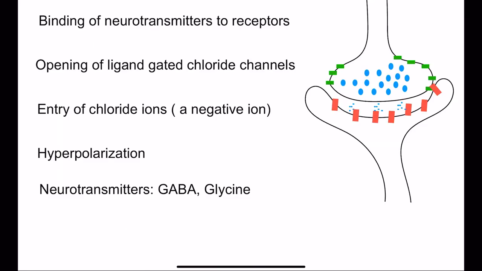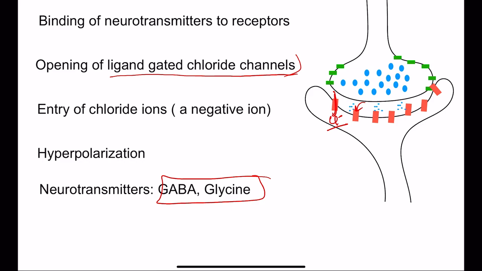So how will IPSP occur? IPSP, we said, is basically a change in potential towards a more negative side, right? Hyperpolarization. So that occurs when there is opening of a ligand gated chloride channel, when the neurotransmitter binds to the receptor. Because of this, there is entry of chloride ions into the dendrite, and this negative ion being inside leads to hyperpolarization. And classical neurotransmitters in the central nervous system are GABA and glycine, which cause inhibitory postsynaptic potential.